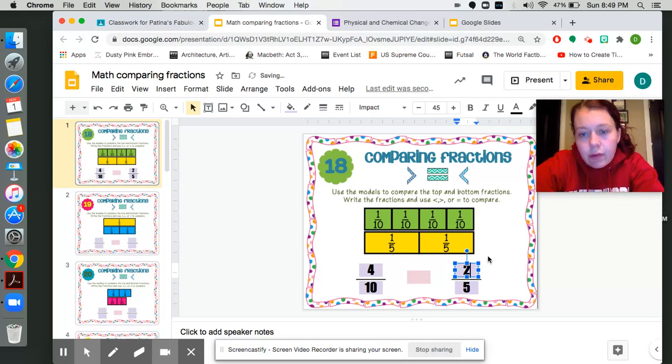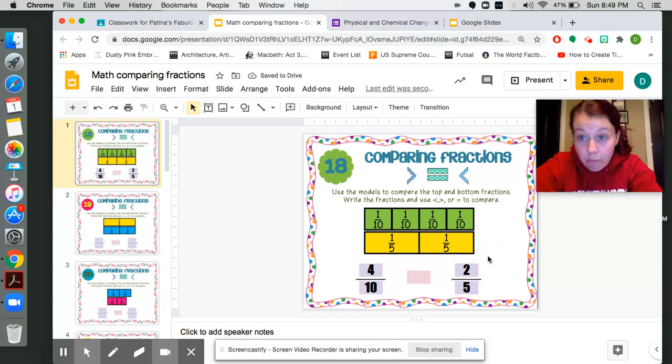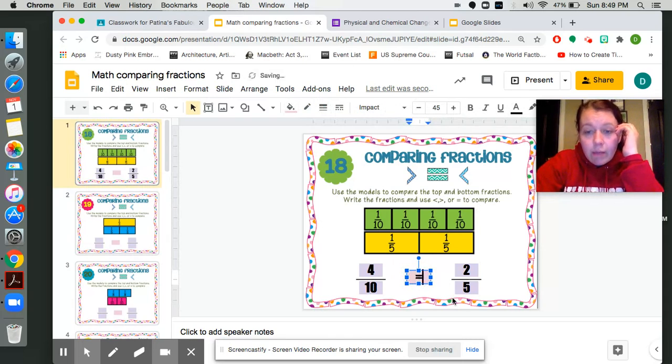Now, here's where you compare them. So you're going to look and see which one's bigger, or maybe they're the same. If they're the same, you would put an equal sign. So I'm seeing that they're both taking up the same exact amount of space. They're the same size rectangles. So in this box, I'm going to put equal to.